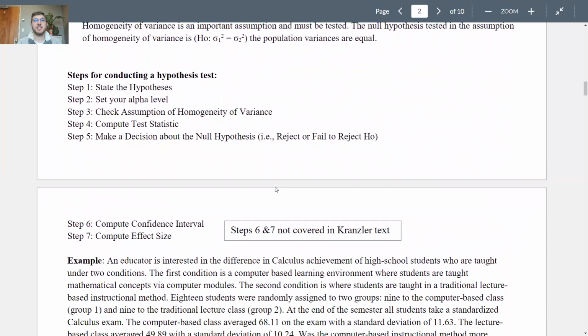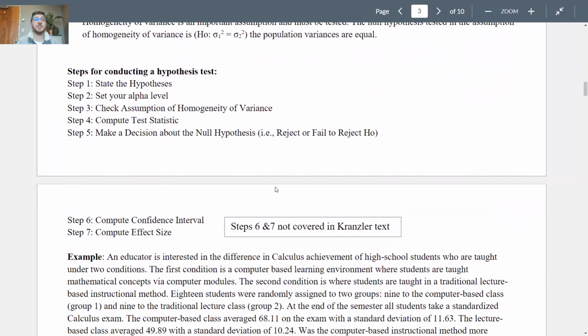So, steps for conducting a null hypothesis test. The first step we'll always do is we'll state the hypotheses that we're testing. We'll decide on an alpha level for our test, and the alpha level is simply the amount of type 1 error that we're willing to make. As the researcher, you set your type 1 error. Typical alpha levels are 0.05, 0.01, and 0.001. So that means we're willing to accept either a 5% chance of making a type 1 error, a 1% chance of making a type 1 error, or a 0.1% chance of making a type 1 error. And that's just something the researcher decides.